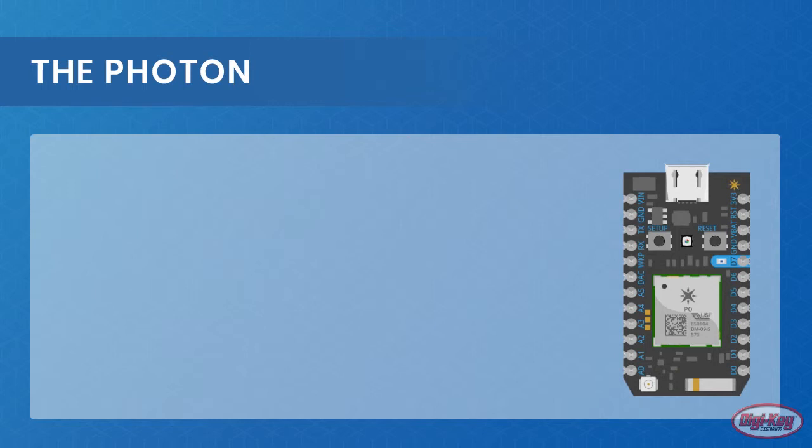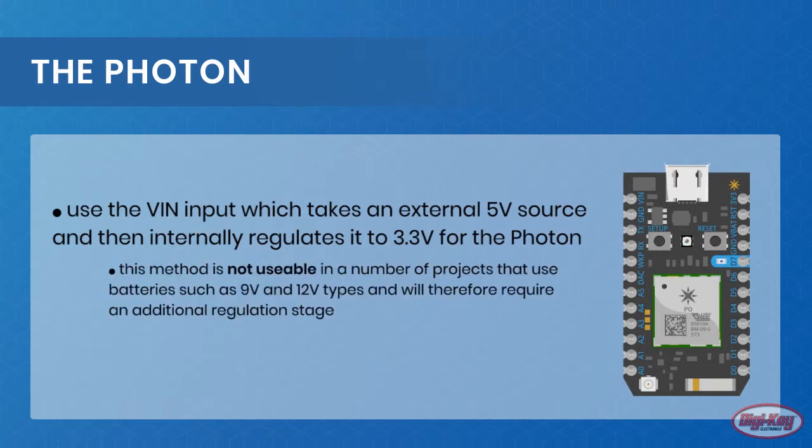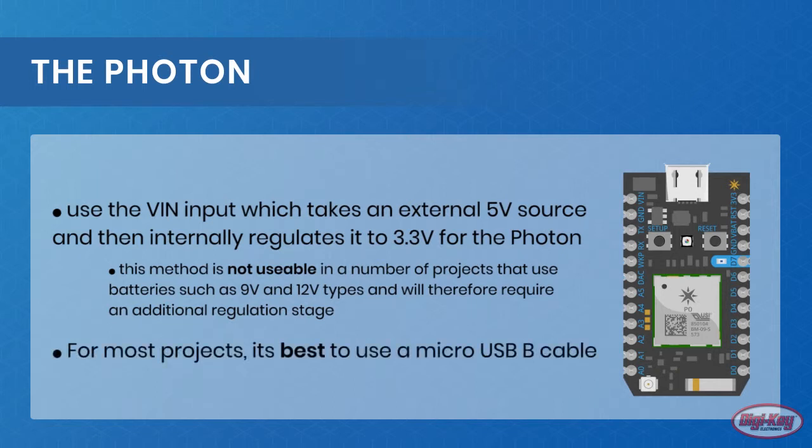Another method for powering the Photon is to use the VIN input, which takes an external 5-volt source and then internally regulates it to 3.3 for the Photon. However, this method is not usable in a number of projects that use batteries such as 9 volt and 12 volt types and will therefore require an additional regulation stage. For most projects, it's best to use a micro USB B cable.